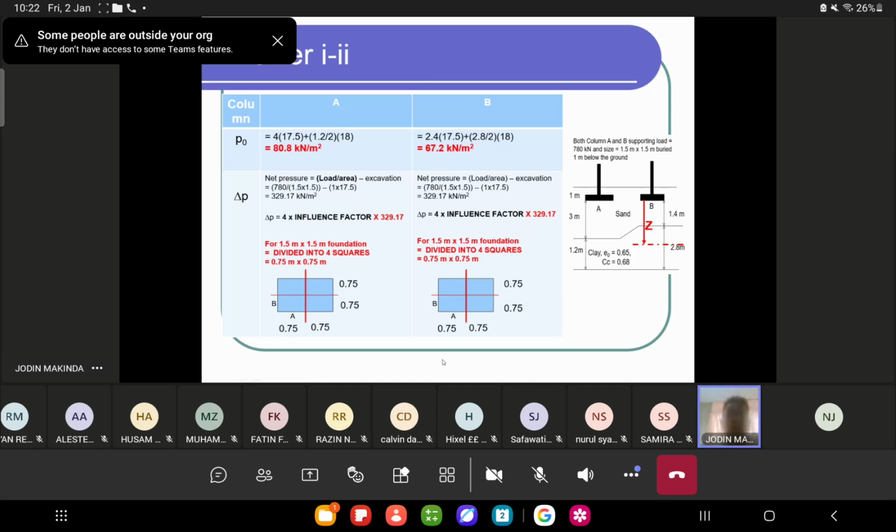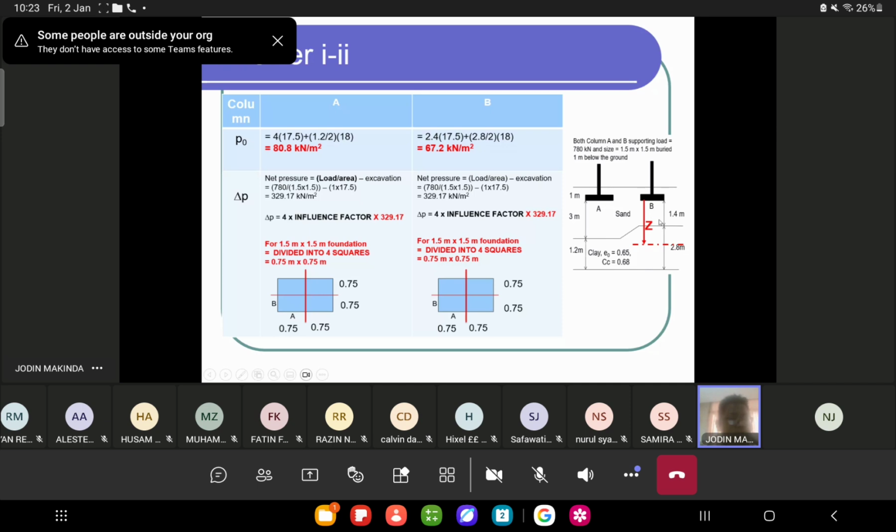So in order for us to find the influence factor, you look into the figure. You can see that there is a depth Z that you have to determine. The value of Z is from the base.